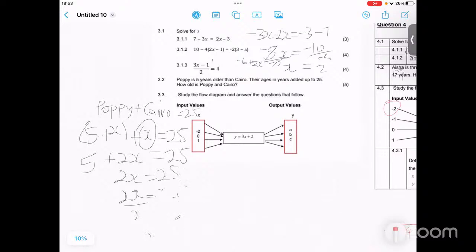Okay, let's see the input values. Now we have the x, which is the input values, and the y values, which are the output values. So what have you guys calculated already for our y values or the output values, our A value, B value, and C value? No, ma'am. How much did you get?